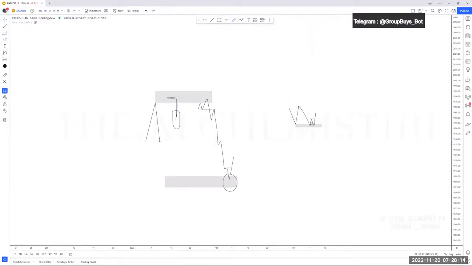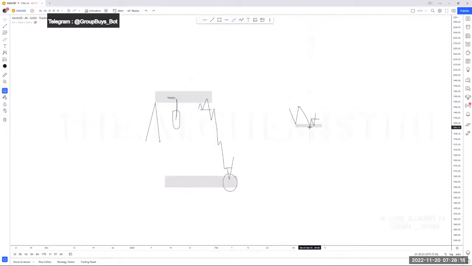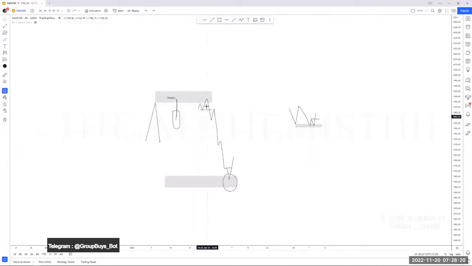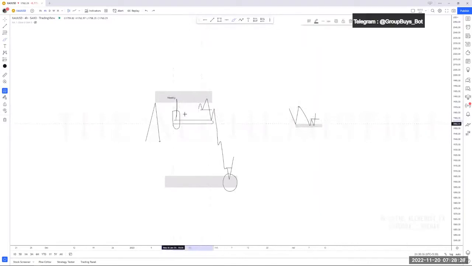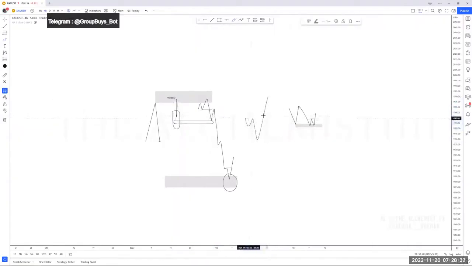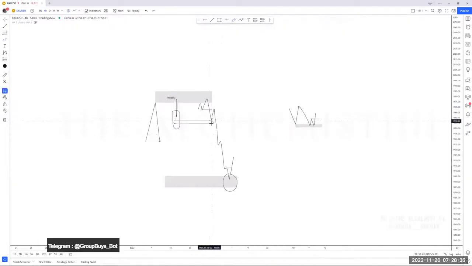Say now it's like this. Before the weekly goes into the weekly, daily has to respect the daily storyline, right? The daily has to respect the daily storyline. So let's say this move right here has tapped into a daily, it has closed above the daily, and it has also broken structure. Then you know that a daily bullish storyline has started.